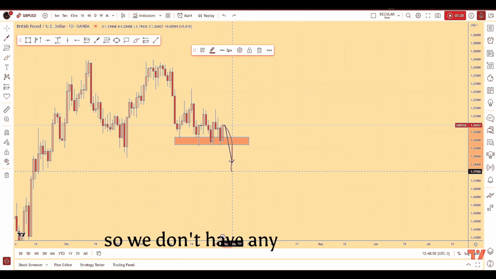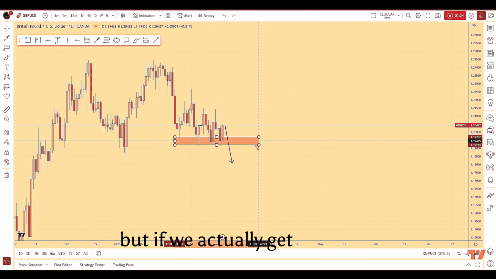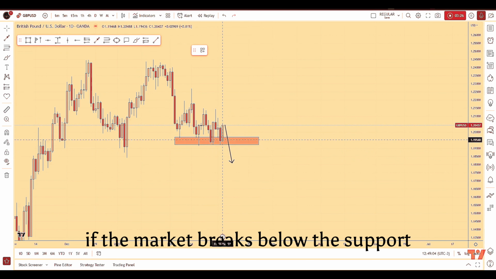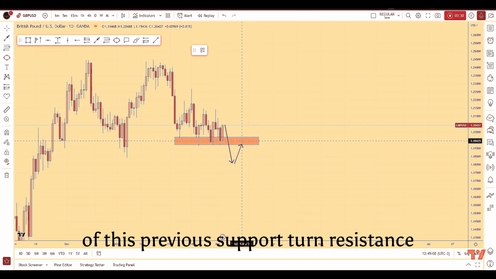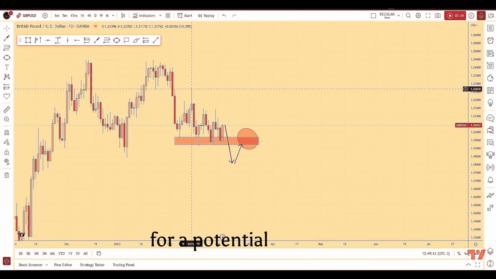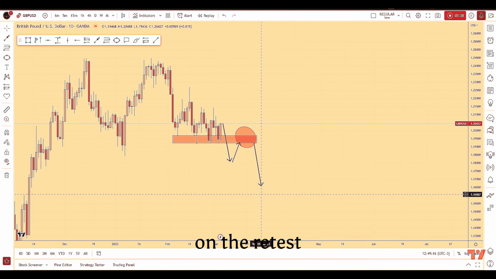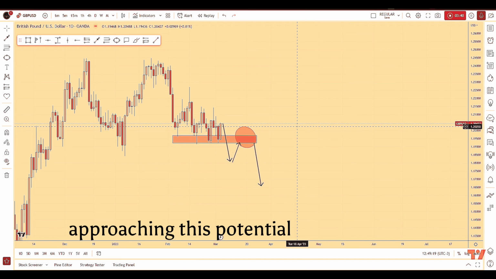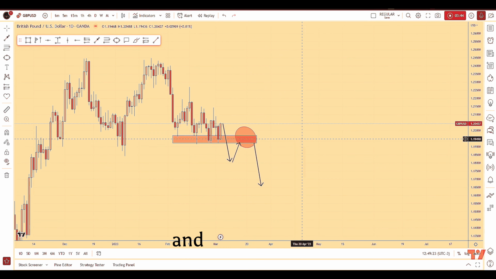So we don't have any confirmation that the market will actually break below the support. But if we actually get the break, if the market breaks below the support, after the break on the retest of this previous support and resistance, this is where we would have very good probabilities for a potential rejection to the downside. So if the market breaks on the retest, how we could be approaching this potential rejection to the downside. Now, as usual, trading is reactive and not predictive.